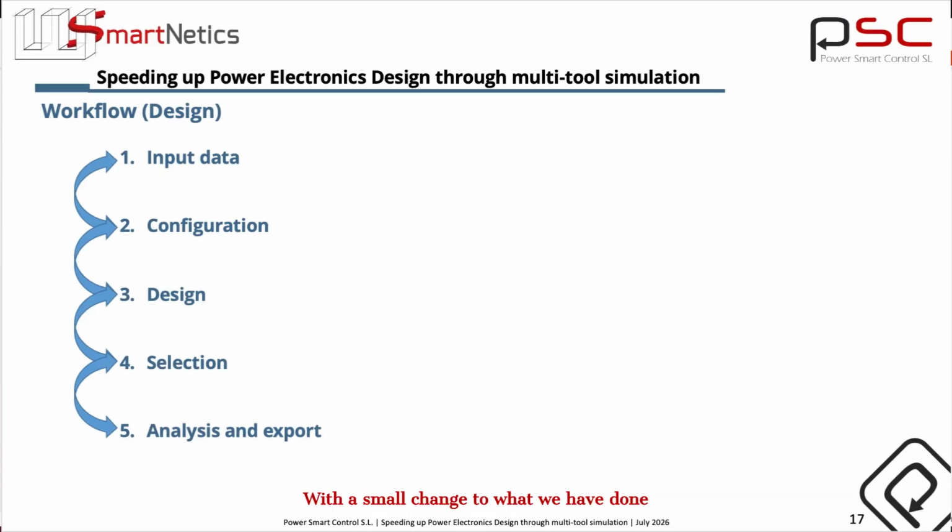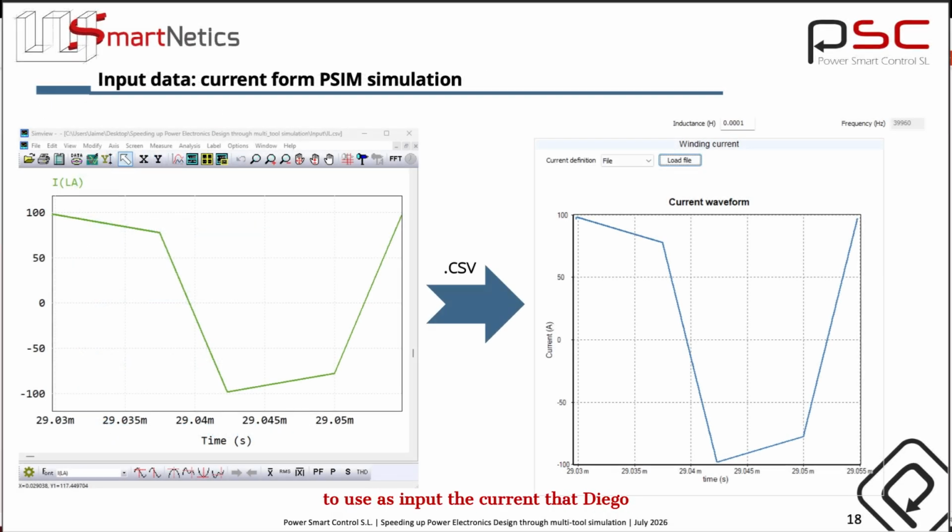With a small change to what we have done in other webinars, that is, instead of defining a random current or a generic current, in this case, what I'm going to do is use as input the current that Diego has shown a moment ago. Okay, so for that, the same current file that Diego has exported is the one I'm going to use as input in SmartNetics. Okay, so I go to SmartNetics.